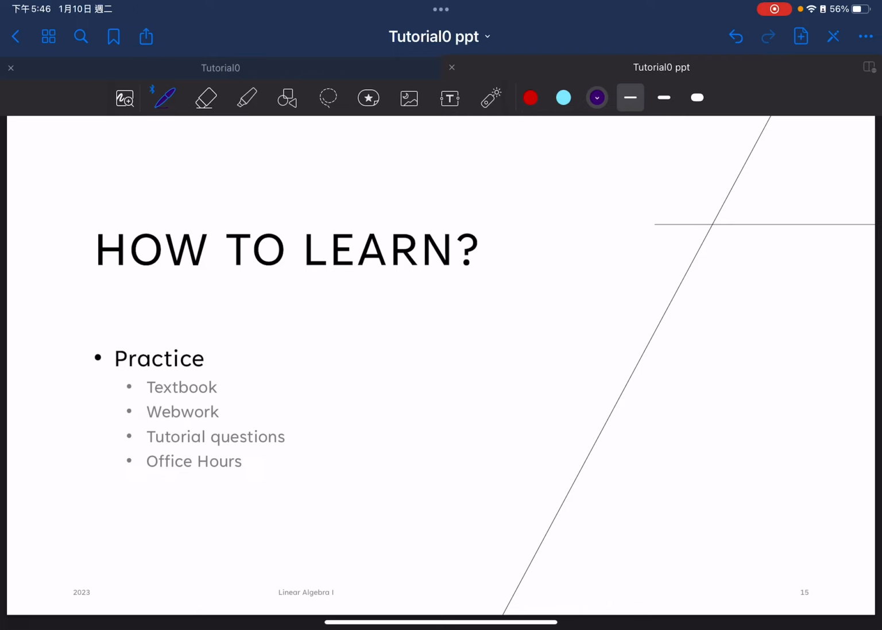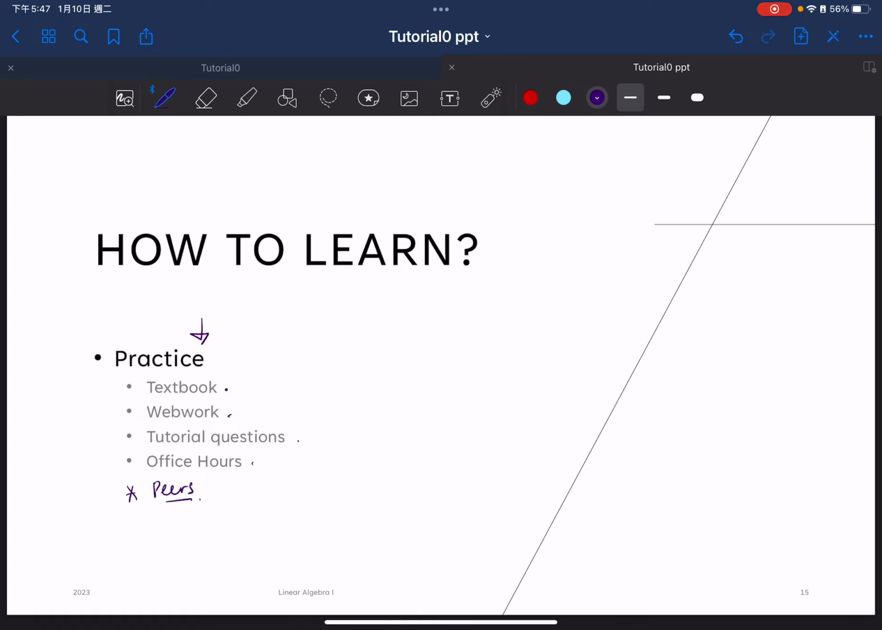So to start with, learning mathematics is difficult. I mean, it's difficult, right? So we need to learn by practice. We need to practice. You can't say, oh, because I'm learning mathematics I can just understand without exercises. It's not possible. Okay, you need to do exercises. You can find practice problems in textbooks. You can find them on WebWork. You can find them from tutorial questions. If you don't understand any of the questions, you can ask in office hours, or you can just ask your peers.